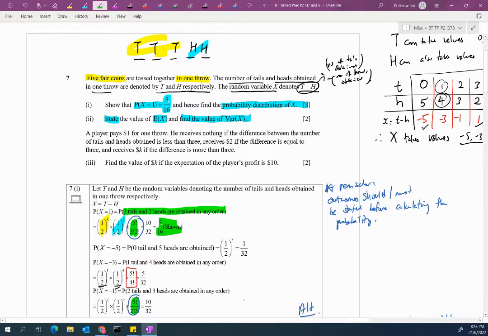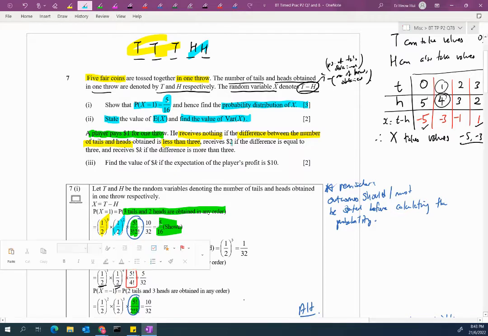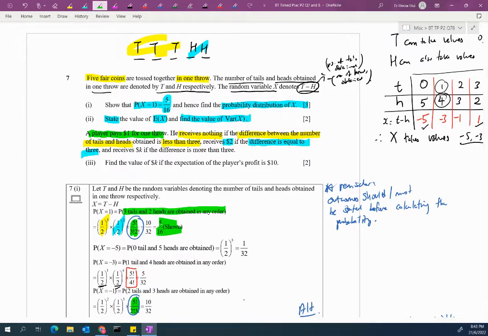In the last part of the question, it is told to us that a player pays $1 for one throw. Then you notice that it says he receives nothing if the difference between the number of heads and tails obtained is less than 3. He receives $2 if the difference is equal to 3. And he receives K dollars if the difference is more than 3. Remember, the idea of difference is actually the modulus of the value of x.